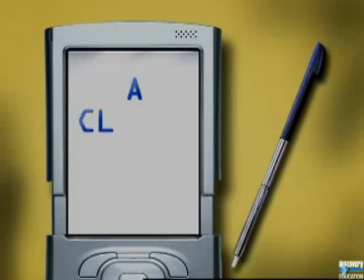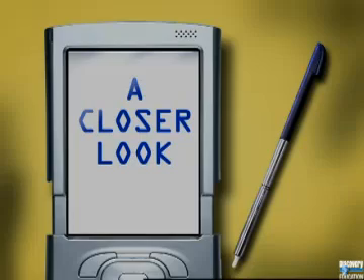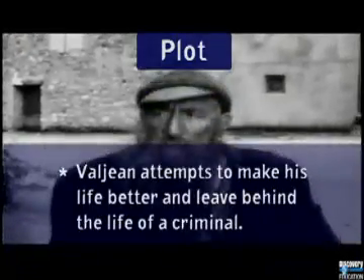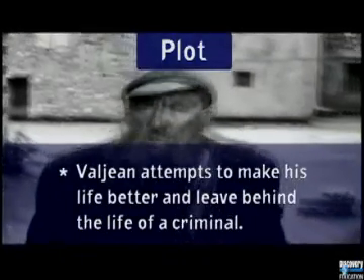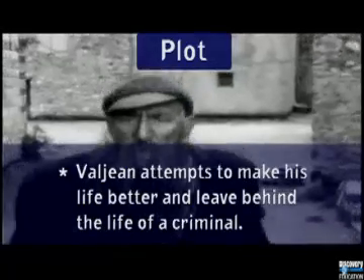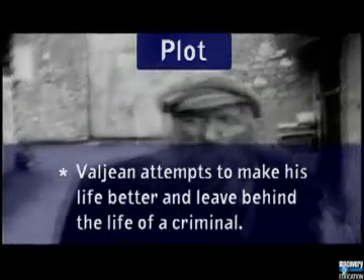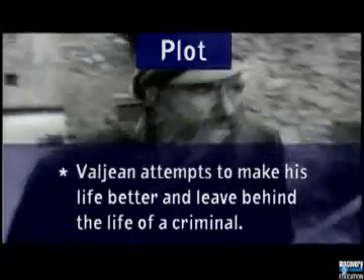Now let's take a closer look at plot development in Les Miserables. The main plot of this story follows Valjean as he attempts to make his life better and leave behind the life of a criminal. He meets many characters through his life, but all of his actions revolve around trying to become a better person.